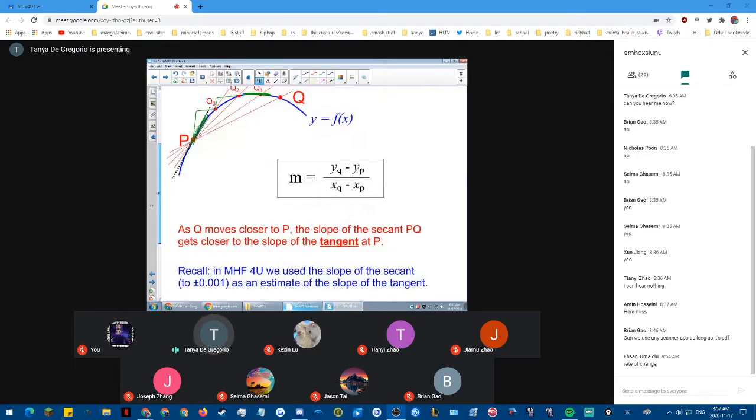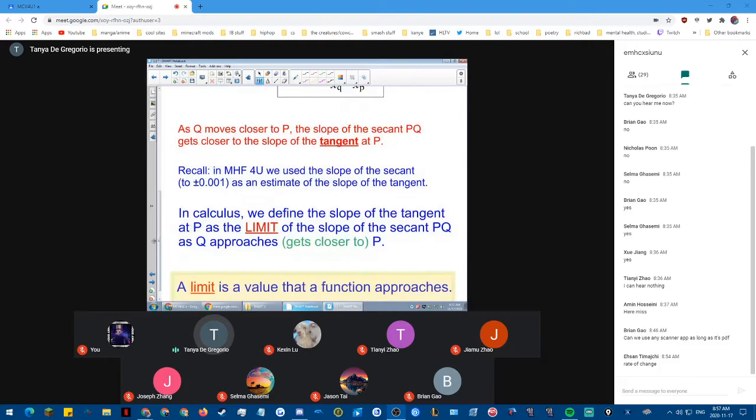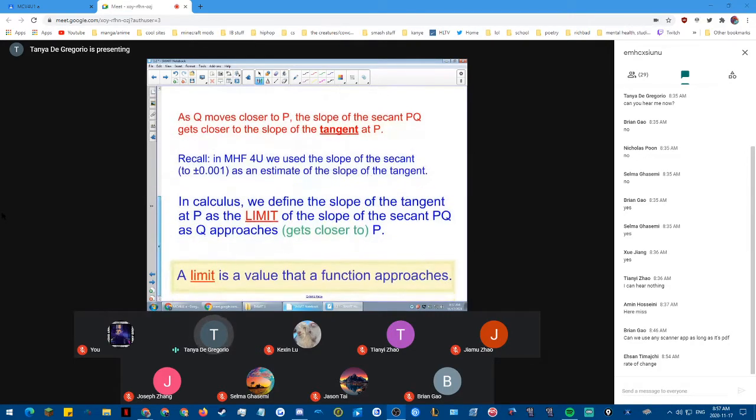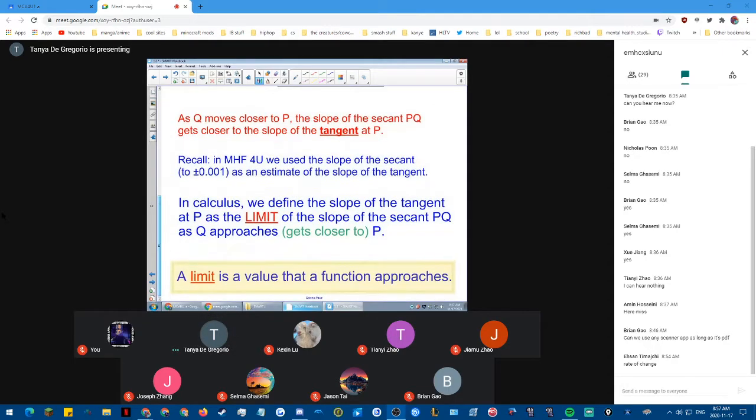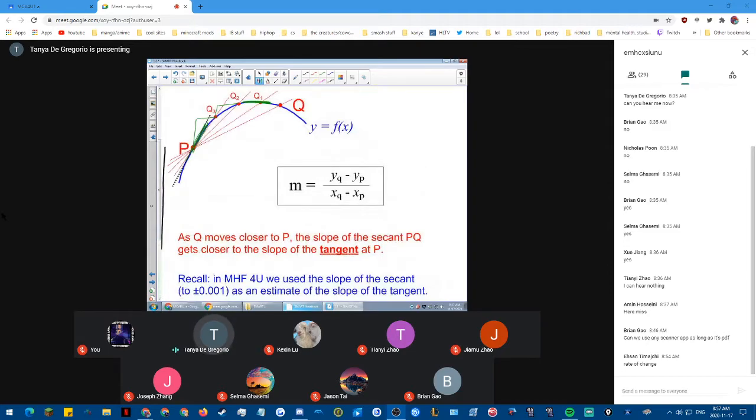So we know that the slope is equal to yQ minus yP over xQ minus xP. That's just taking the coordinates from P and Q. P will have coordinates x, y, and so will Q. As Q moves closer to P, the slope of the secant PQ gets closer to the slope of the tangent at P. So what's a tangent? The tangent is that black dashed line. It is touching my graph at one point, that's why we call it a tangent. We only care about the slope at that one point P. So as Q gets closer to P, the slope is getting closer to that tangent. Do they see that?